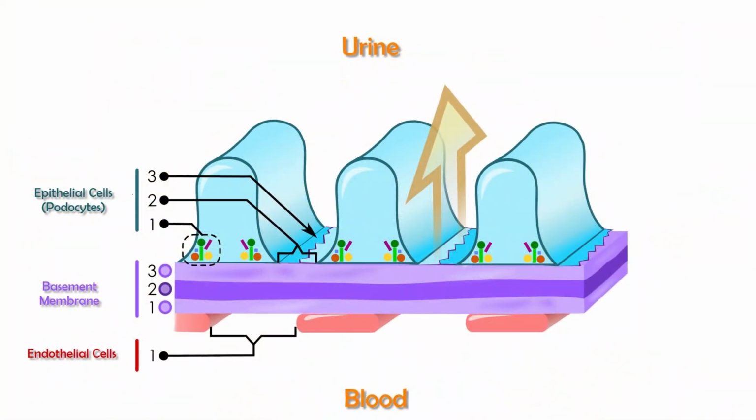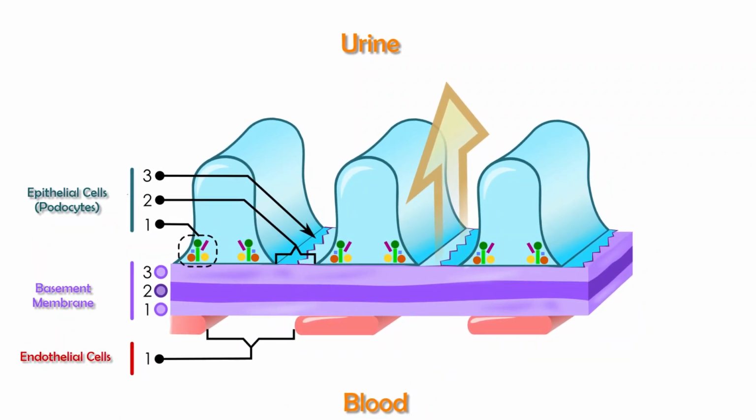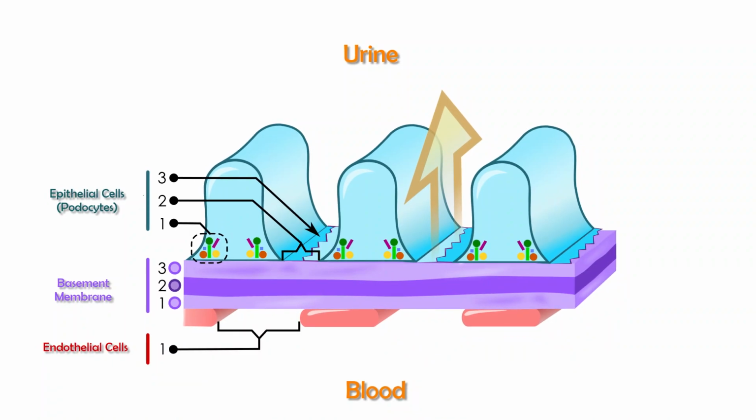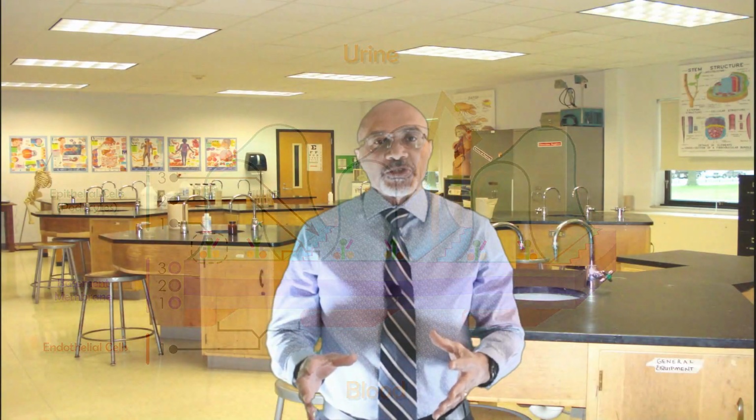the body loses protein. These glomeruli that filter the blood are made up of three layers: an endothelial layer on the side of the blood, a basement membrane, and an epithelial layer on the side of the urine. Any one of these three structures can become damaged in nephrotic syndrome, and that is what leads to loss of protein and swelling in the body.